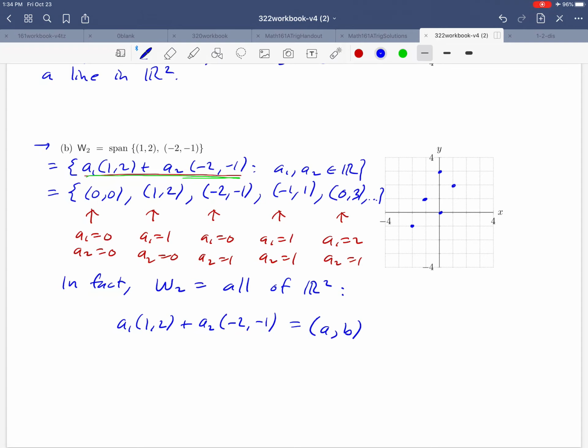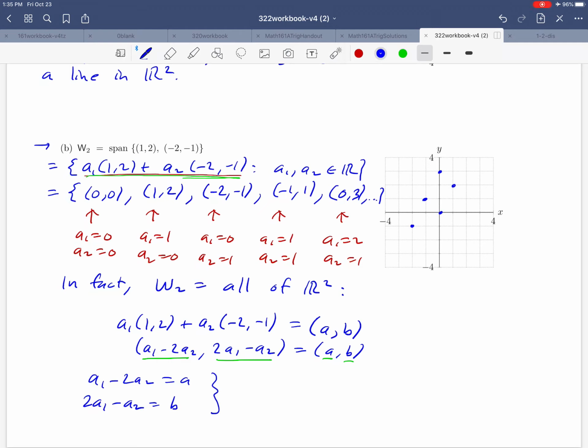If we take this a step further and simplify this expression, we can rewrite it like this: (a1 - 2a2, 2a1 - a2). I'm just simplifying that left-hand side. It has to be equal to (a, b). And what's interesting about this equation is that you can rewrite it as a system of equations. The two first coordinates have to equal each other, and the two second coordinates have to equal each other. And so the claim that we're making here, which we're not proving, is that this system of equations can always be solved no matter what a and b are equal to.